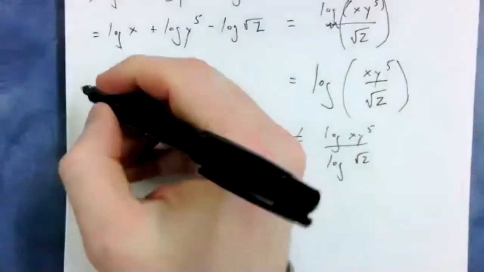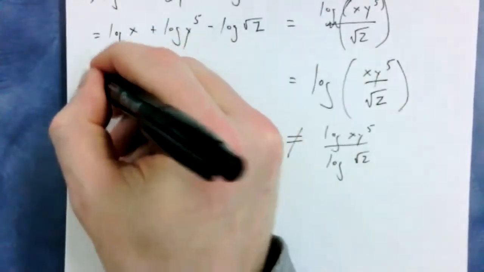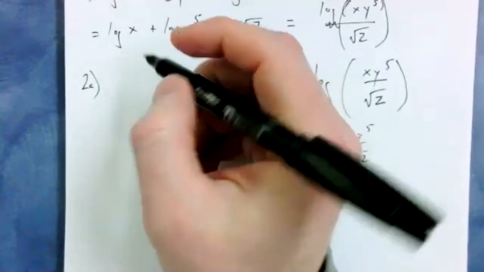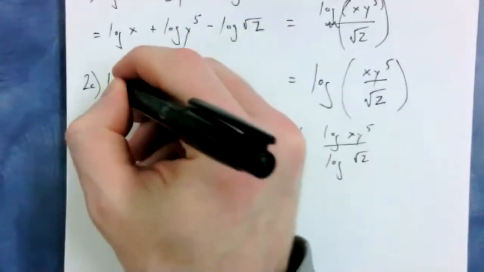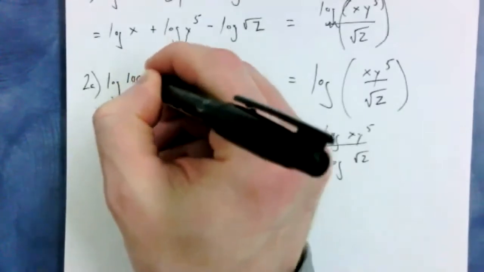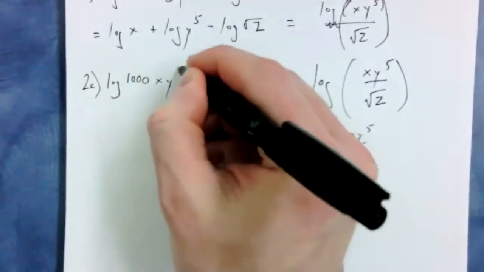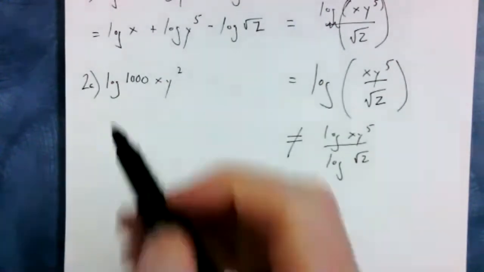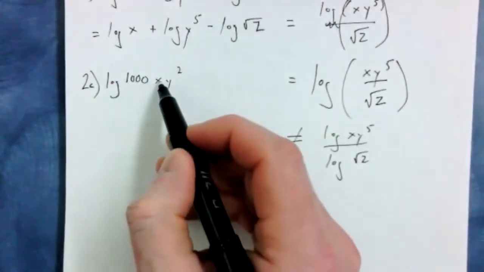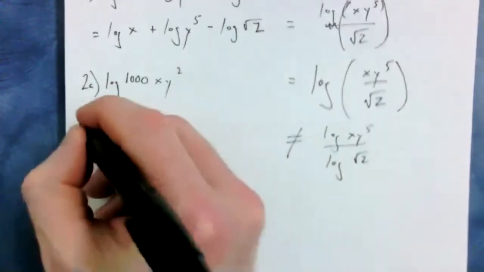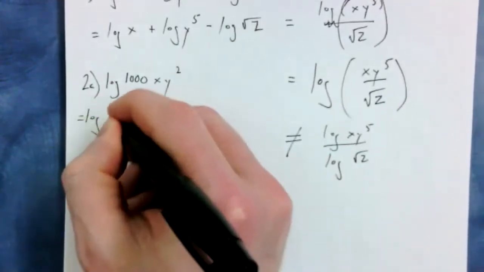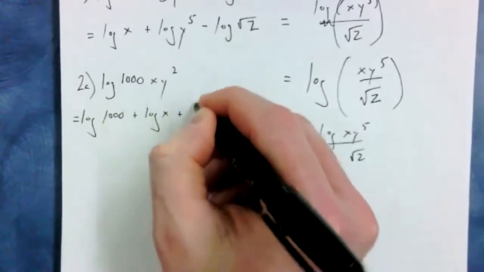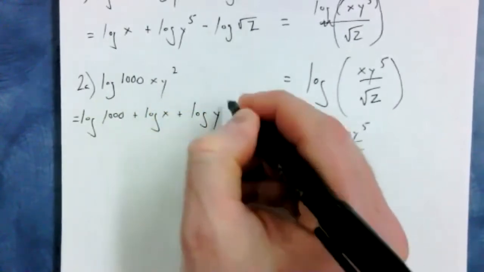All right, 2A. It's asking to expand in terms of log of x and log of y. So we've got log 1000 x y squared. So to separate these, this is 1,000, x, and y. So we have three terms here. So that's log of 1,000 plus log of x plus log of y squared.